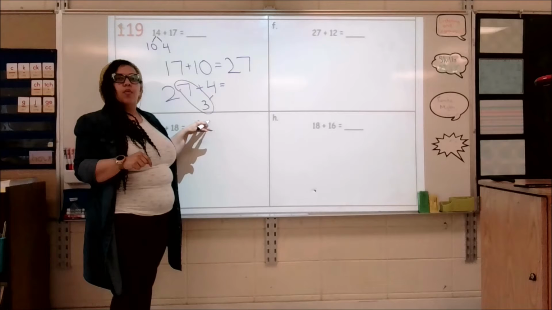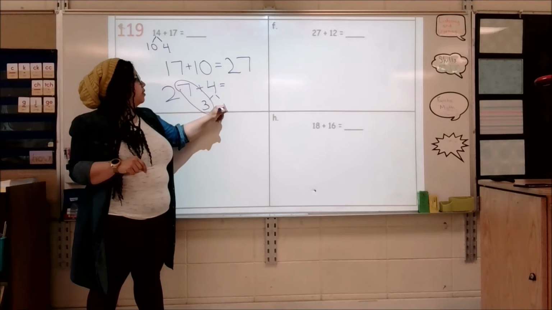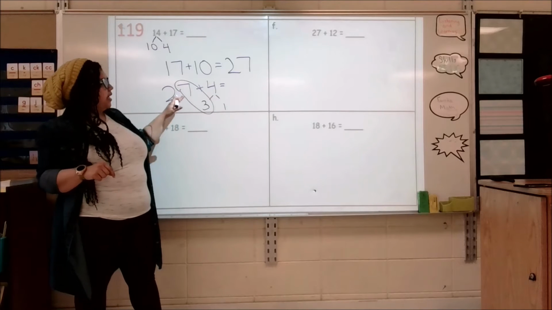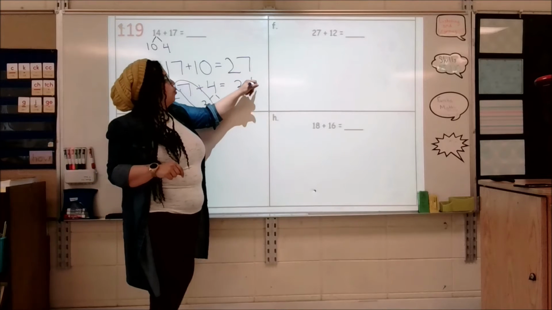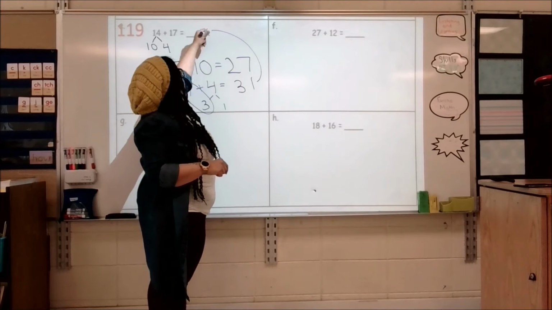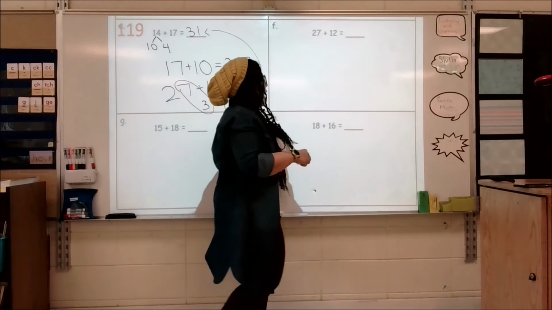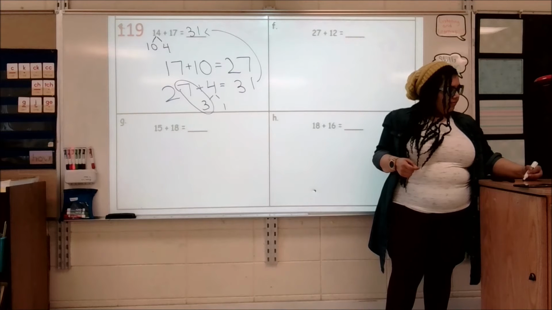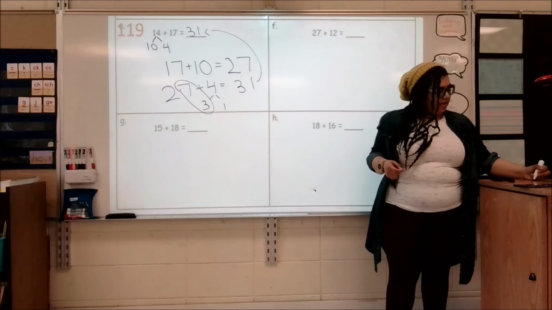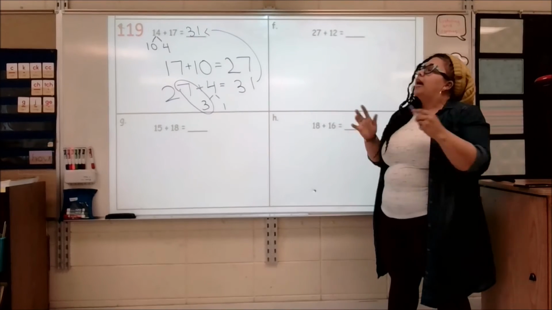What happened? Why did I do that? Because there's a group of 10. Good. I now have 2 groups of 10, 3 groups of 10, and 1, meaning that 14 plus 17 is equal to 31. I did that because I had a new group of 10. Good job.